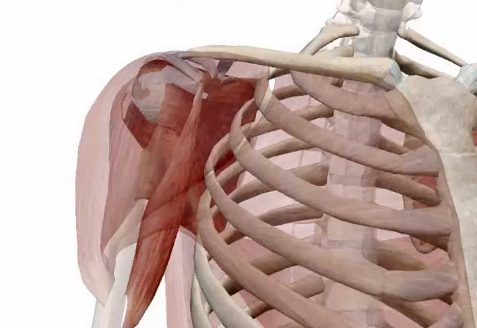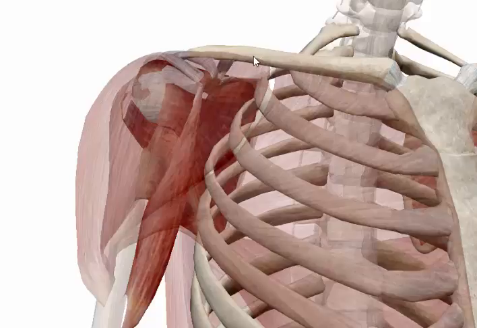The axilla or armpit is a pyramid-shaped space between the upper part of the arm and the side of the chest. It forms an important passage for nerves, blood and lymph vessels as they travel from the root of the neck to the upper limb.